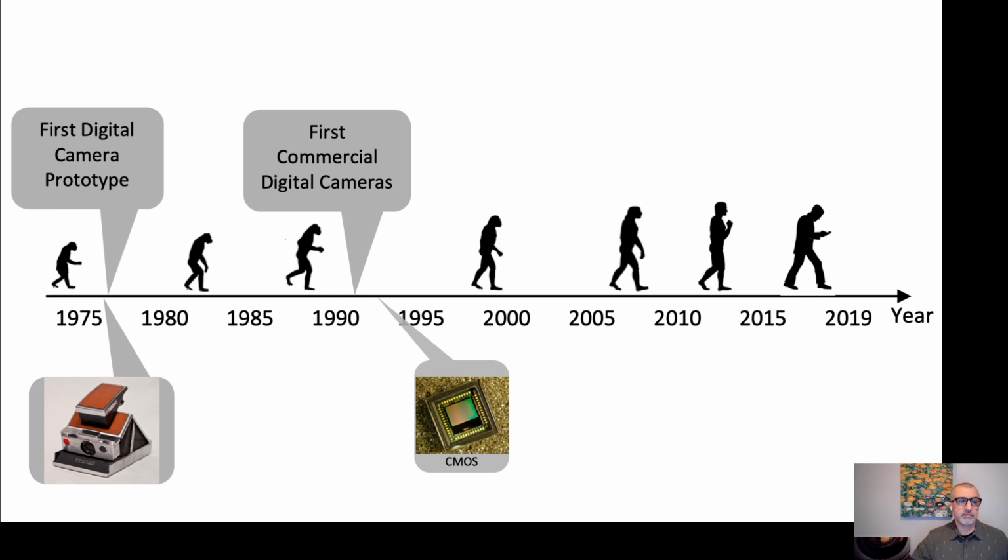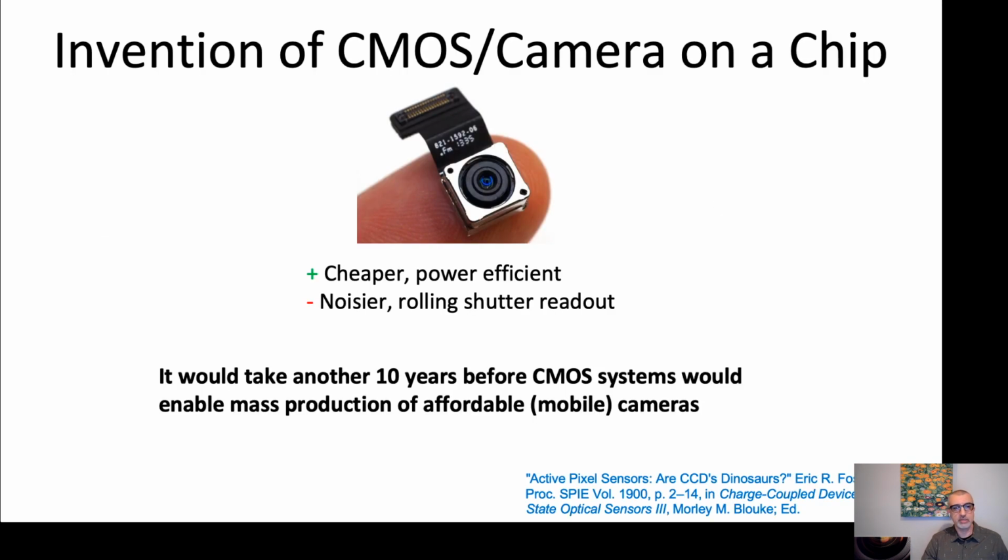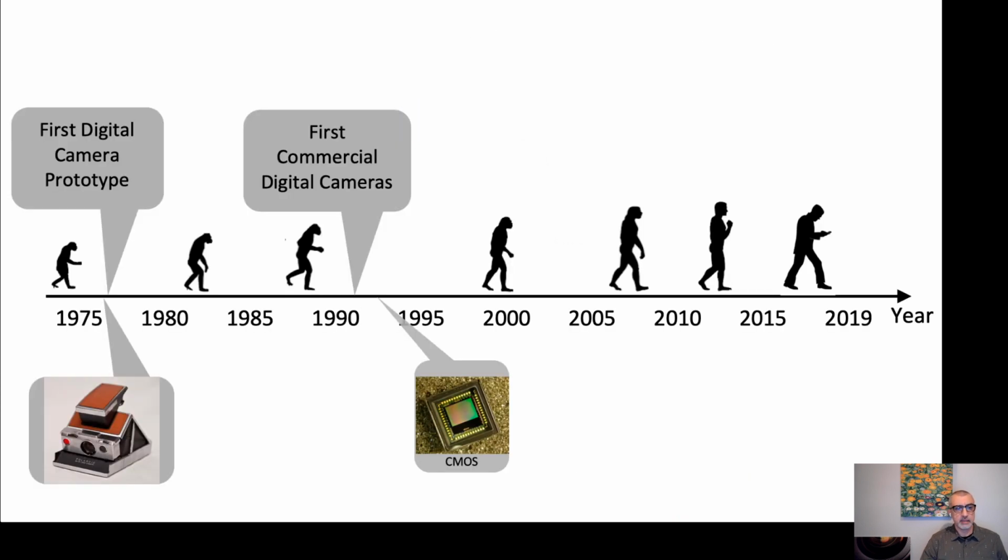Okay, the next interesting transformation of technology was CMOS. Everything that I've talked about so far, all the cameras that were electronic, were based on CCDs. And CMOS was invented in 1993. Well, I think that's when it was published. And it was quite revolutionary. These were very much cheaper devices. They were power efficient, but they were noisier and they had a rolling shutter readout. In fact, some of these technical limitations meant that it would take at least another 10 years before CMOS would become convenient enough, easy to mass produce, and affordable enough to power things like mobile and digital cameras. And of course, now they dominate digital SLRs and compacts.